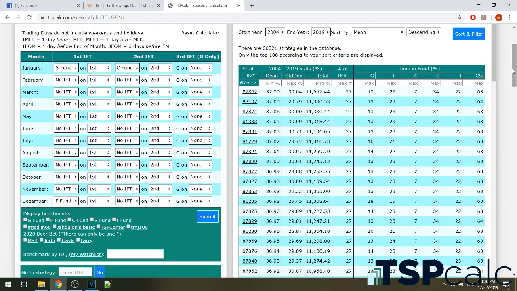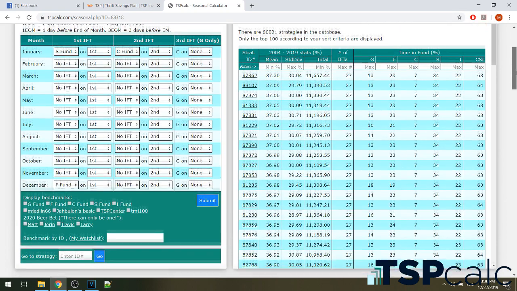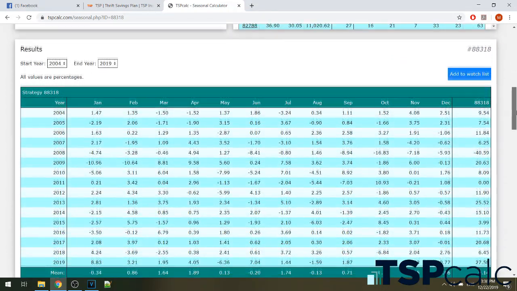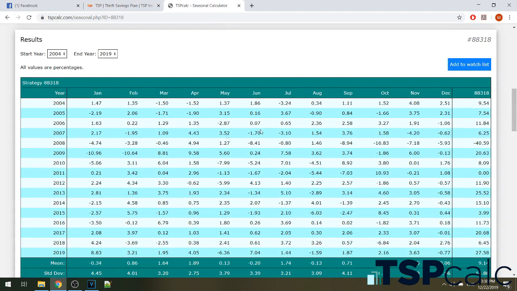All right, so let's go ahead and scroll down to the results table. This table is showing you what your theoretical returns would have been if you had executed these trades exactly the same way every year. And our data starts in 2004 because that's when the Thrift Savings Plan started publishing daily prices, and those are needed for TSP Calc to run.